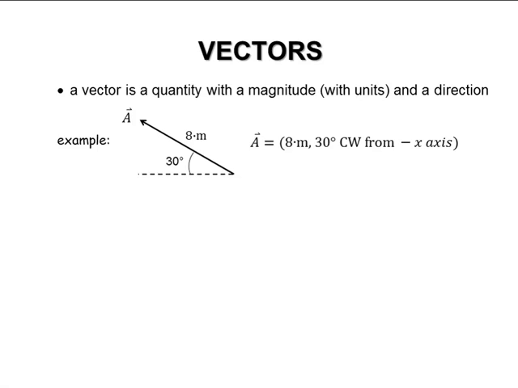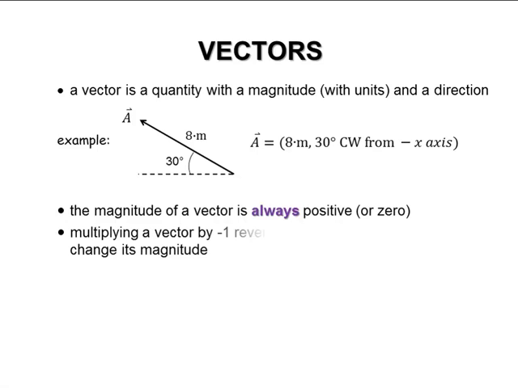So here's an example of a vector that could be a position or a displacement. This vector has a magnitude of 8 meters and the direction is 30 degrees measured clockwise from the negative x-axis. Now, the magnitude of a vector is always a positive number, or it can be 0. If you multiply a vector by -1, as we have seen, what that does is it reverses the direction. It doesn't change the magnitude, it simply reverses the direction.